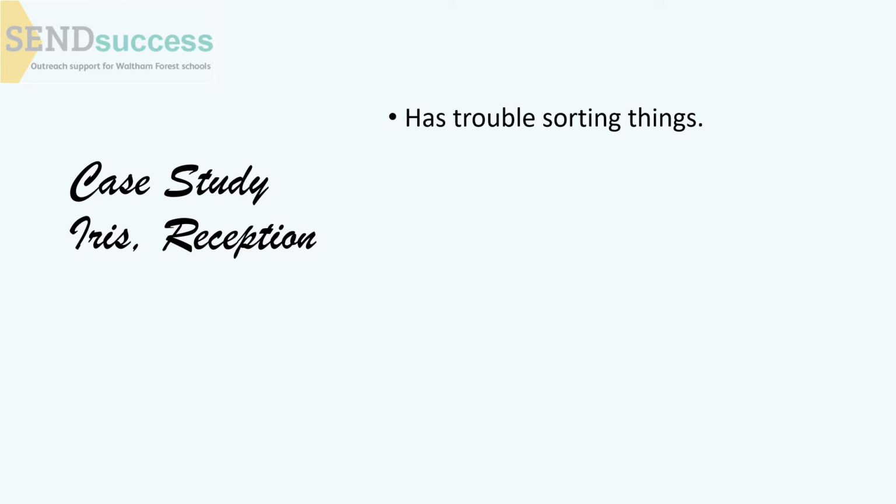So Iris has trouble sorting things. She finds it hard to group items that share the same qualities like colour, shape or size. She's often asking, how much longer? So the sequence of time for Iris is hard to grasp. So she might ask about when lunchtime is, when she hasn't been in school for very long.